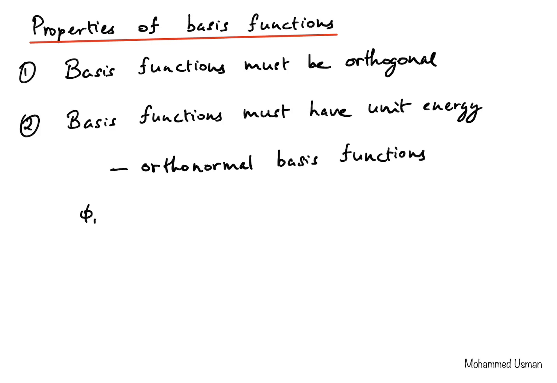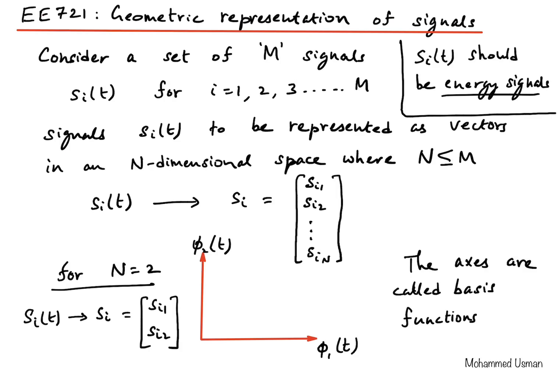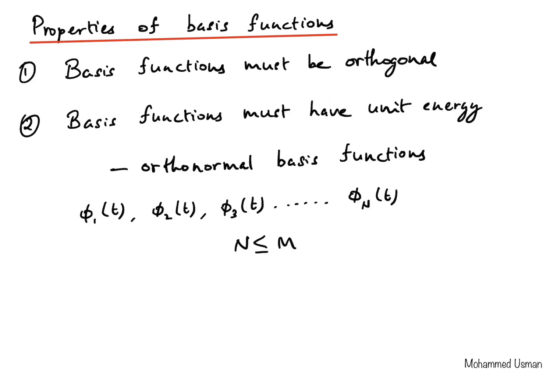Okay, so if it's an n-dimensional space, then we are going to have n basis functions, which we will denote as phi1 of t, phi2 of t, phi3 of t, and so on up to phi n of t. Now the n should be less than or equal to m, where m is the number of signals we have in our set of signals, which is si of t, for i going from 1 to m. So n should be less than or equal to m. So these are the properties of the basis functions.